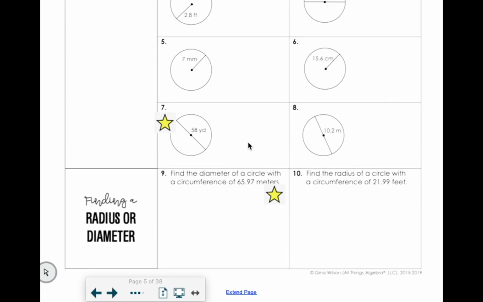So the area of this, first thing you need is going to be the radius. If the diameter is 58, for area we need pi r squared. So that's going to be pi times the radius squared. The radius is going to be half of 58, so that's 29. Again, I'm just going to leave it in terms of pi. We've done this a lot. So the area is 841 pi square yards.